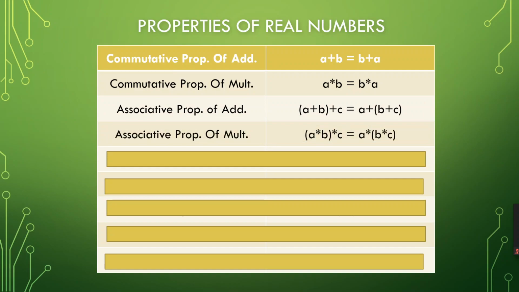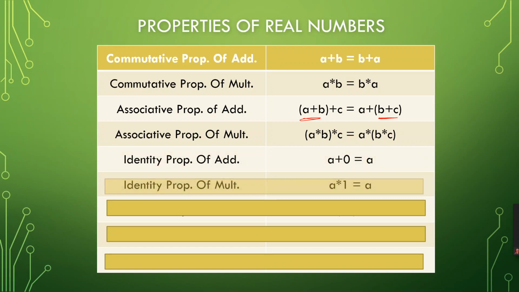Now we have the associative property. Associative property is you can move around your parentheses for addition and multiplication. It doesn't matter if you multiply or add the first two or the second two first. You're going to get the same answer. Identity property for addition: if you add 0 to anything, you're going to get the same number that you started with. Identity property for multiplication says if you multiply anything by 1, you get the same thing that you started with.